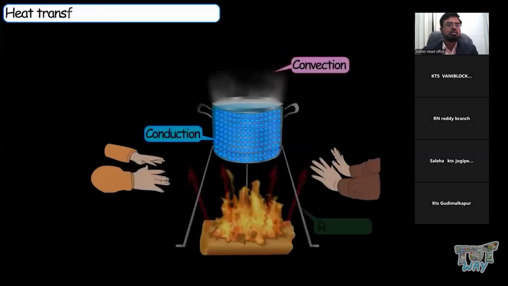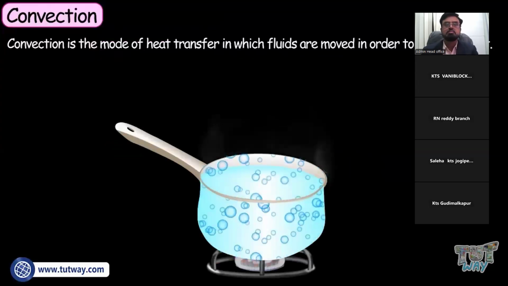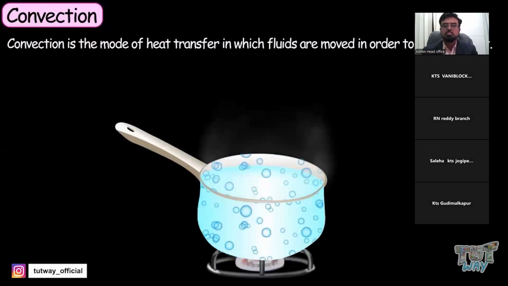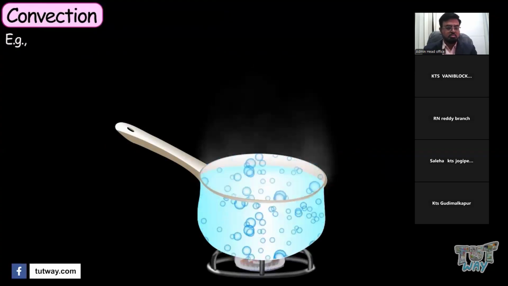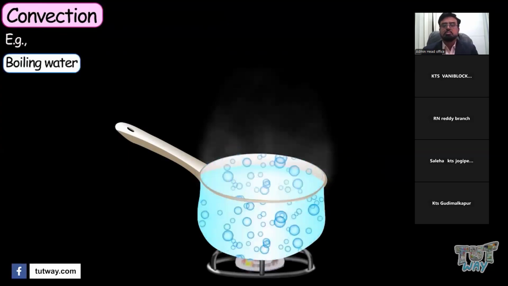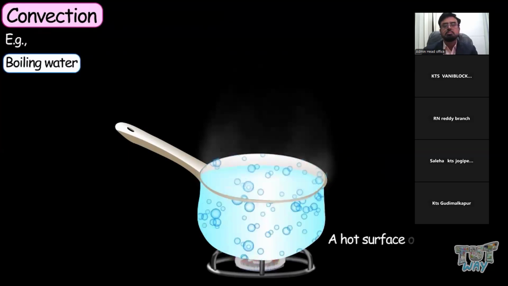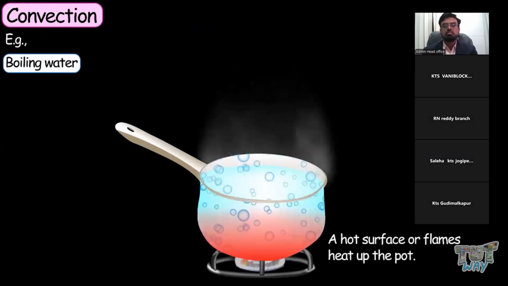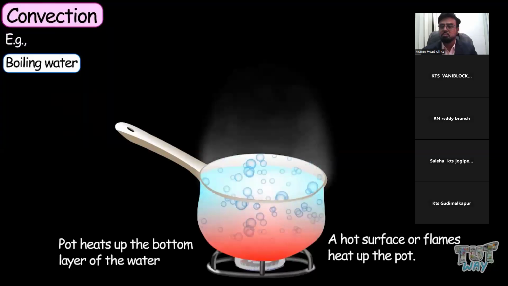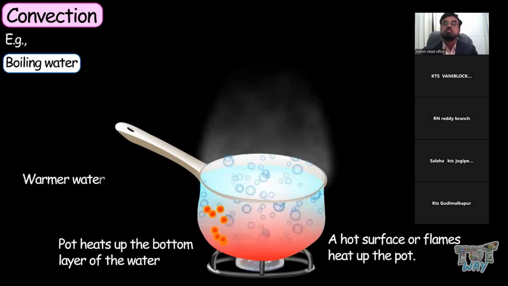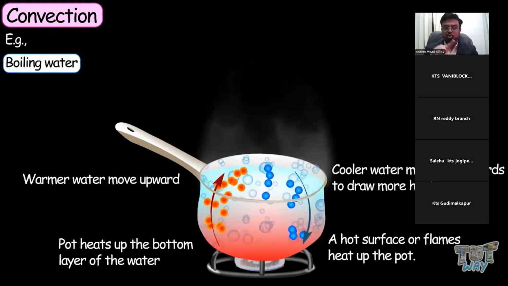Now let's learn what is convection. Convection is the mode of heat transfer in which fluids are moved in order to transfer heat. Now let's understand with the help of an example. Boiling water is an example of heat transfer through convection. First of all, a hot surface or flames heat up the pot. Heat transfers from the bottom layer of the pot to the bottom layer of the water. The warmer water moves upwards and the cooler water moves downwards. And this cycle continues this way.